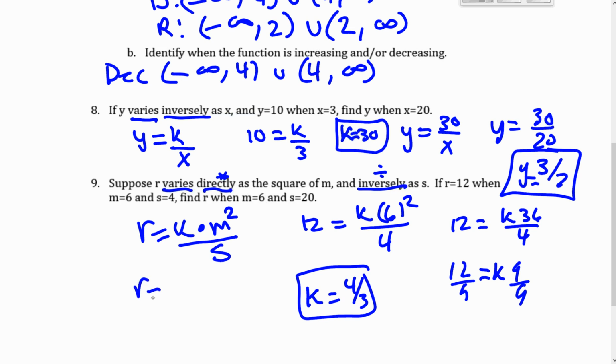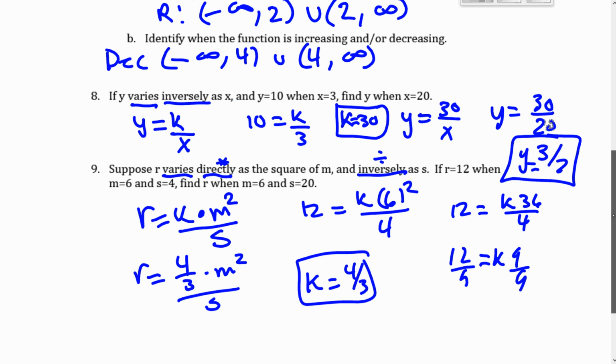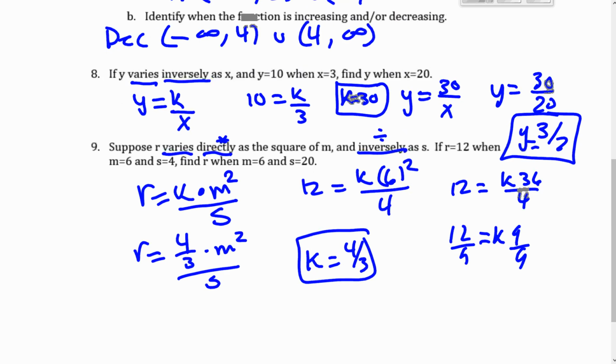And now I can plug that in. R equals 4/3 times m squared over s. I could put that 3 on the bottom with the s if I wanted to, but that's okay. Now I'm going to plug in new m, which is 6 again. M is 6. That's okay.